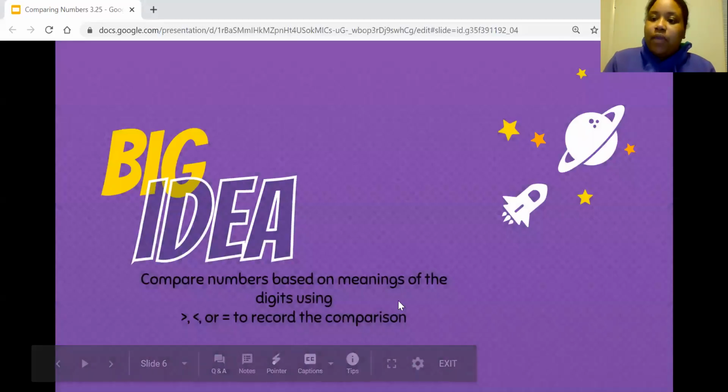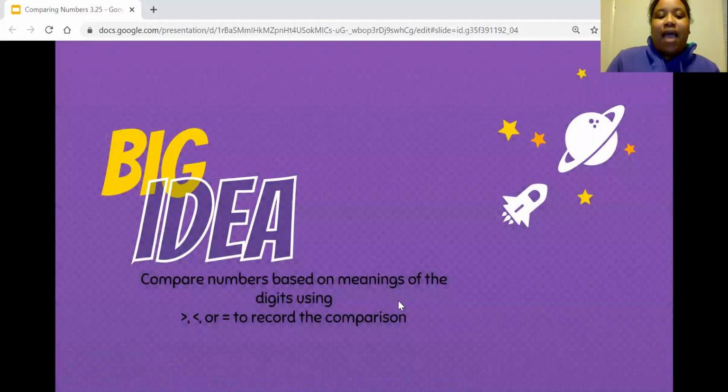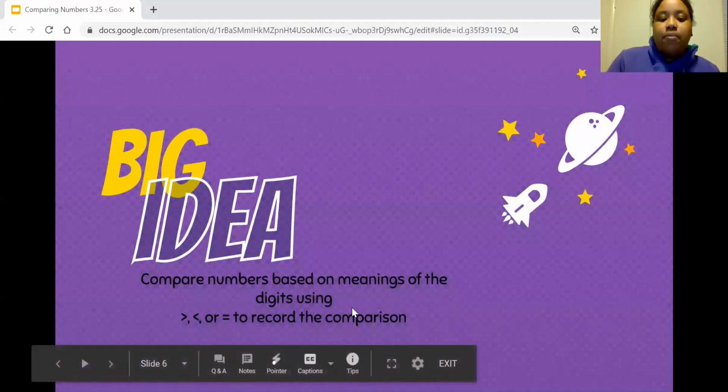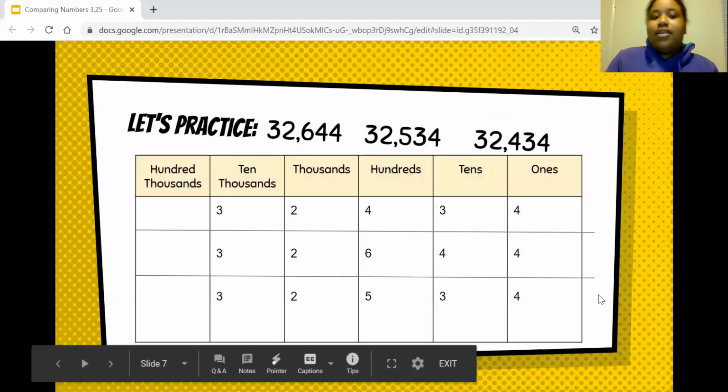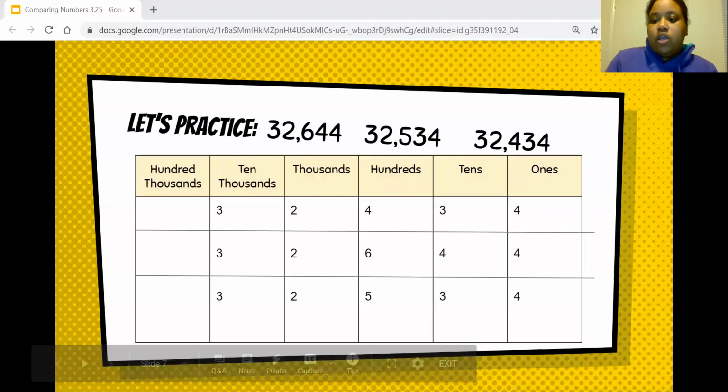Now, let's stop here and remind ourselves of the big idea. We're going to compare numbers based on the meanings of the digits using greater than, less than, or equal to record a comparison. Now let's practice. I'm going to use the good habits that I've done in the other slide. I'm going to compare three numbers, 32,644, 32,534, and 32,434. I'm going to start with my largest place value, which is the 10,000s place, and start comparing.